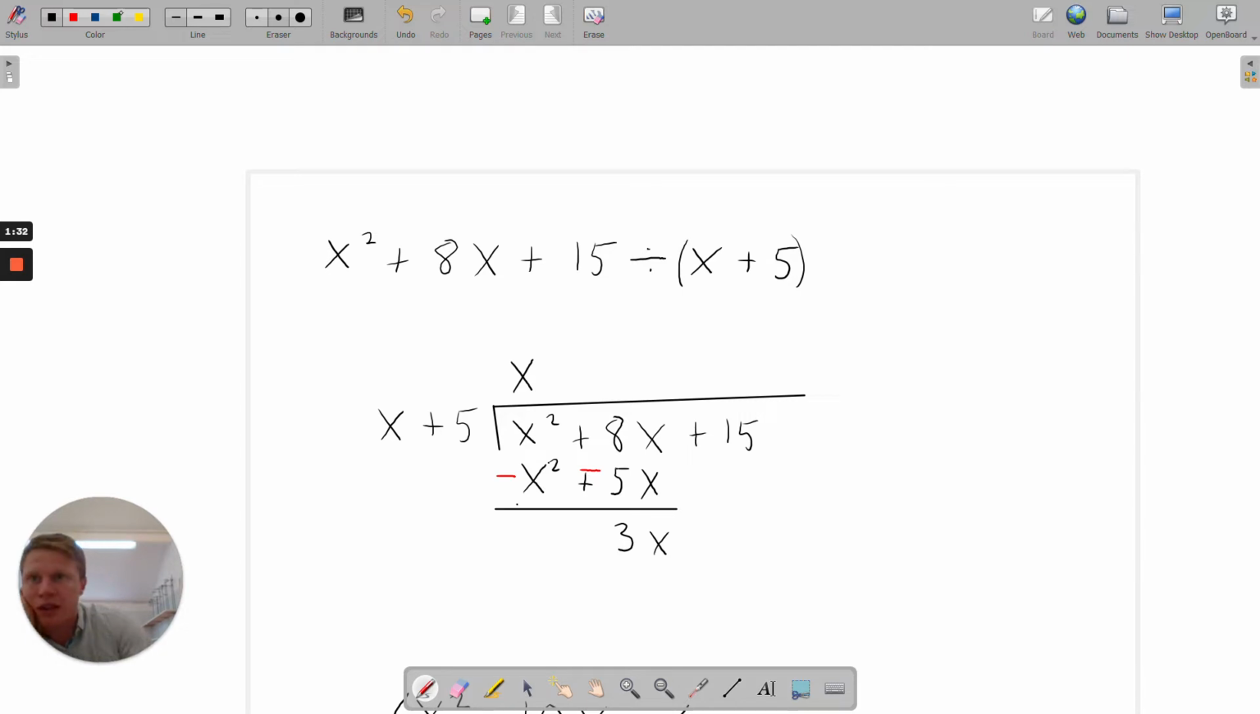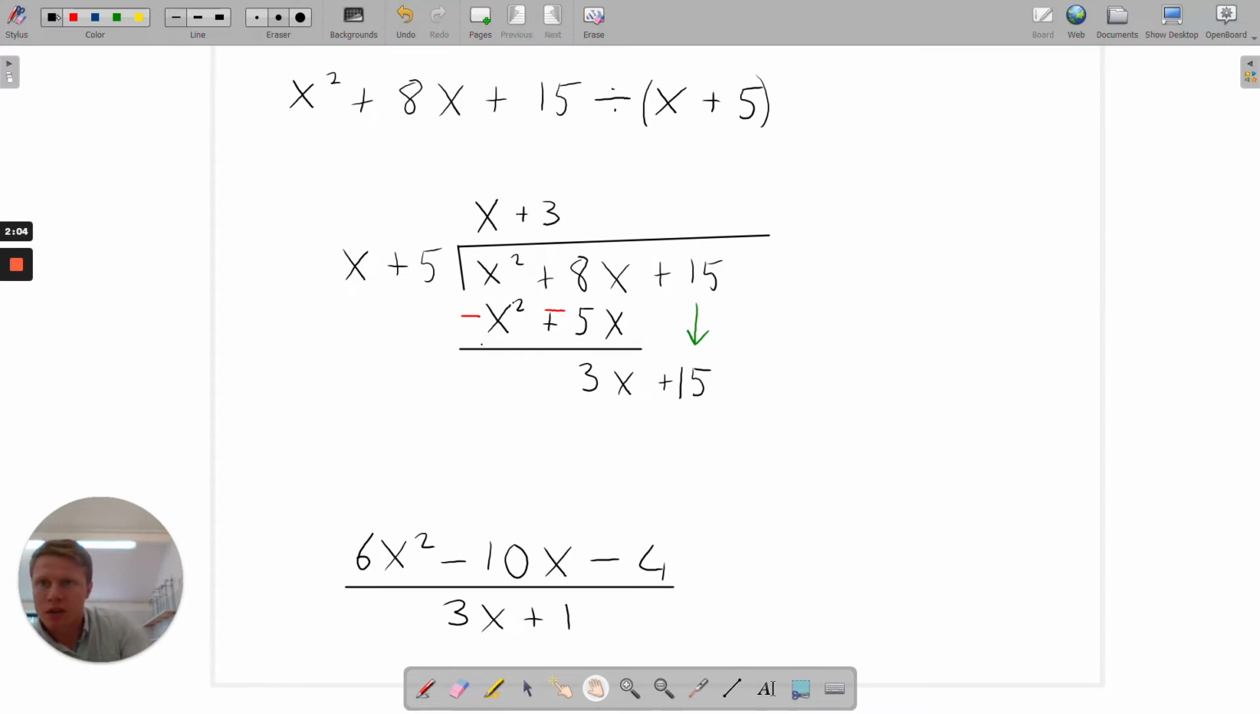Next thing we're going to do there is we're just going to carry down our 15. So put that down, a little arrow there. You're going to go plus 15. Now, the next thing you're going to do is you're going to take the same x and divide it into 3x. So what would you multiply x by to get 3x? And the answer is plus 3. So the next thing you're going to do is take this 3 and multiply it by x plus 5.